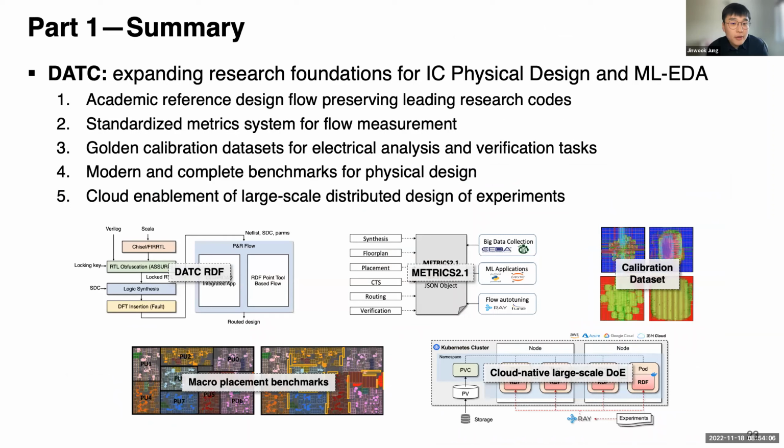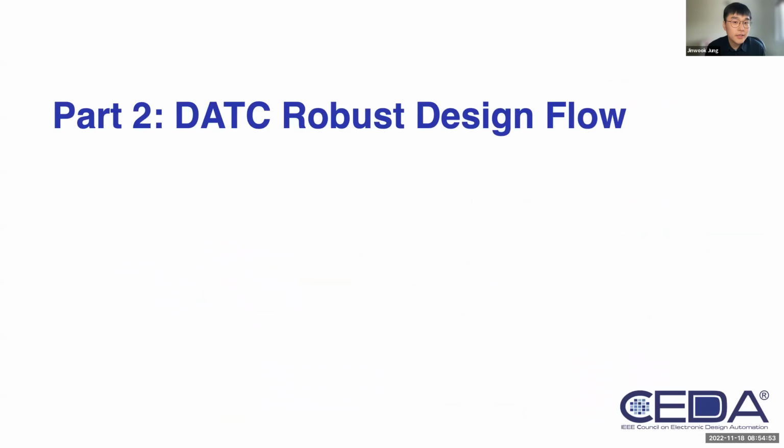So these are our activities, although I just gave very short introductions, toward research foundations for IC physical design and machine learning enabled EDA. In short, we in DATC work to establish an academic reference design flow, define a standardized metric system, build calibration data sets, and create modern benchmarks. We also work to establish cloud-based large-scale experiments. So in the following two parts of my presentation, I will dive a little deeper into the design flow and the cloud enablement. Here's part two, DATC robust design flow.